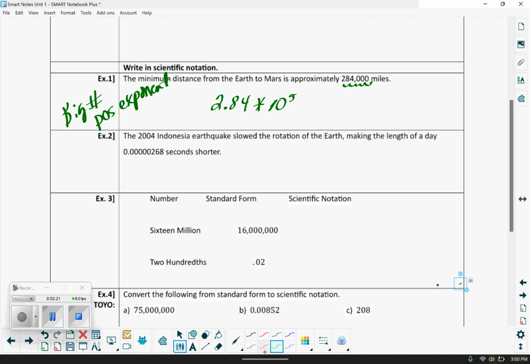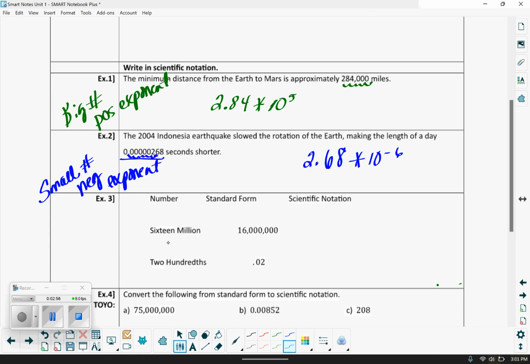Okay, the next one, this is a small number, so we're going to make the small number in scientific notation. Again, we need one non-zero digit in front of the decimal, so it's going to be 2.68 times 10, and we're going to count the decimals. We're going to actually do the loops. 1, 2, 3, 4, 5, 6 loops. So to the negative 6, because it's small, so it's a negative exponent. Small number, negative exponent.